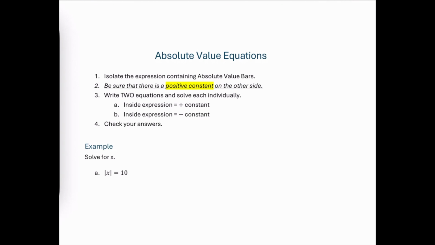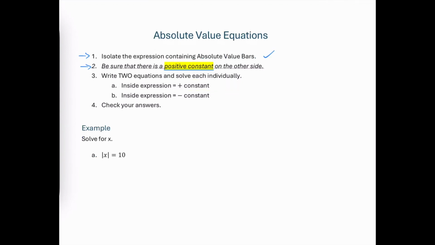An absolute value equation is one where the x variable is inside the absolute value bars. And generally speaking, to solve that, we want to make sure that the absolute values are isolated on one side of the equation, and on the other side of the equation we have a positive constant. So once these two things are satisfied, then we want to split this up into two equations.